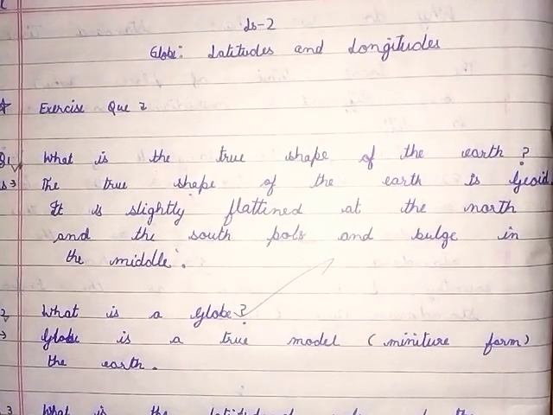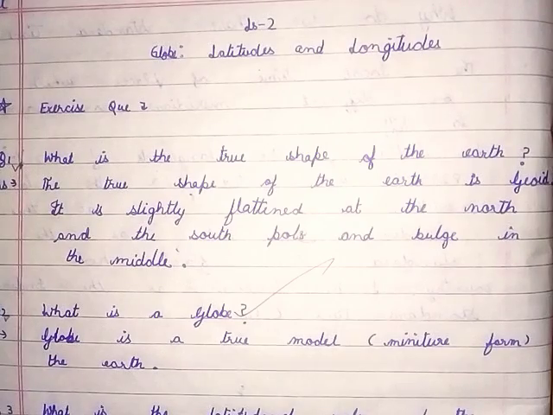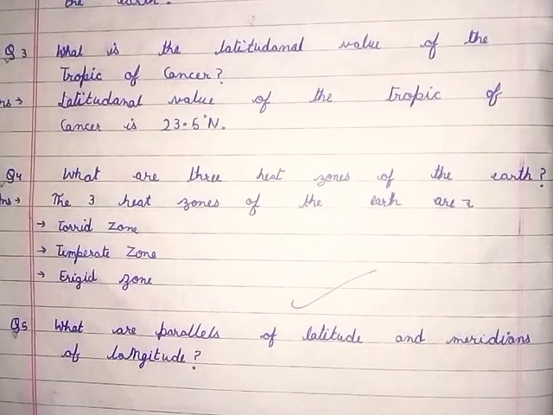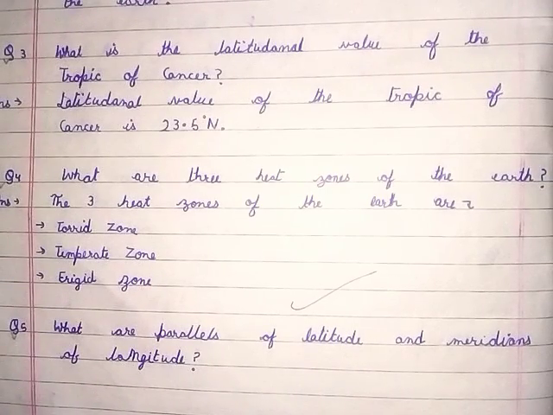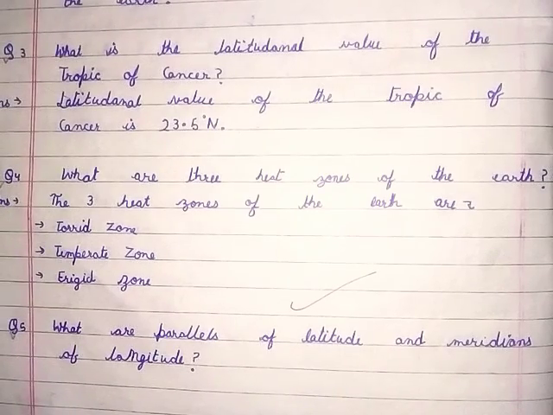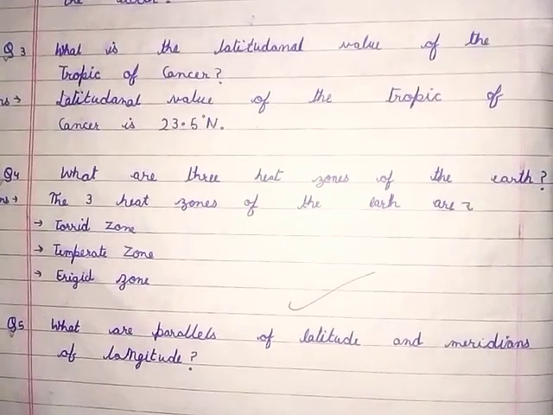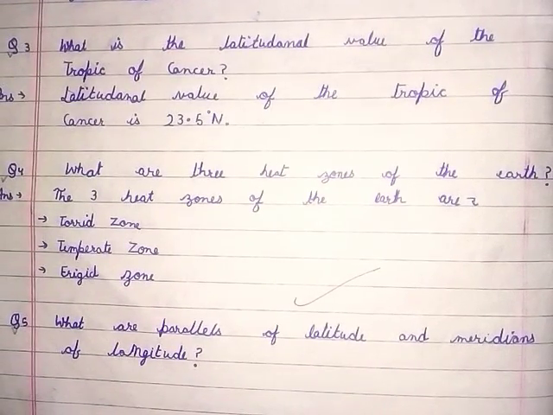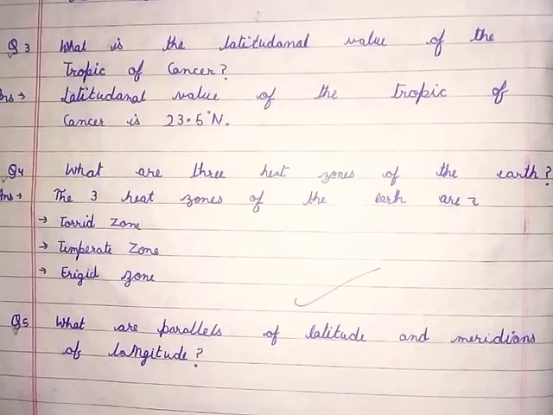Question number 2. What is a globe? Globe is a true model miniature form of the earth. Question number 3. What is the latitudinal value of the Tropic of Cancer? Answer. Latitudinal value of the Tropic of Cancer is 23.5 degree north.